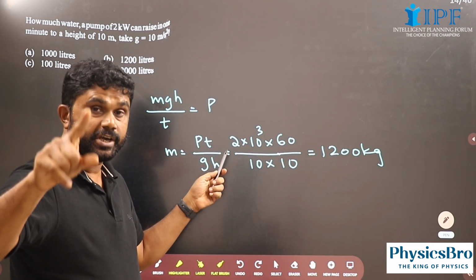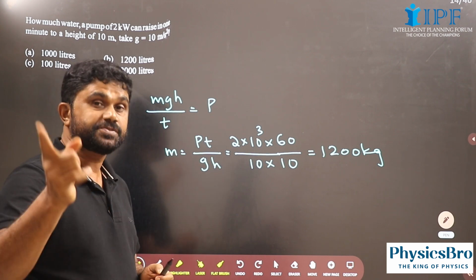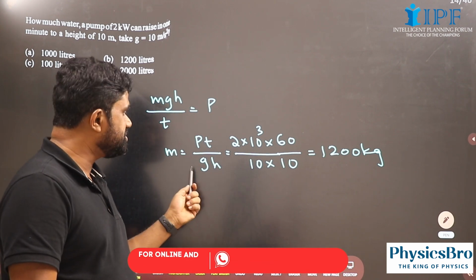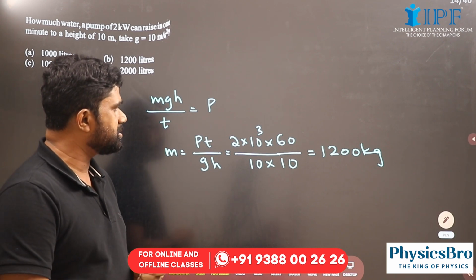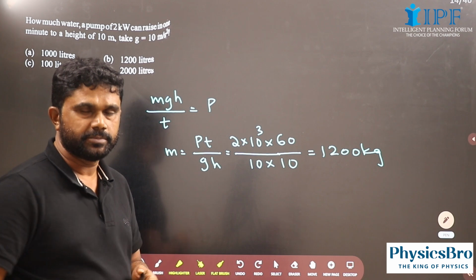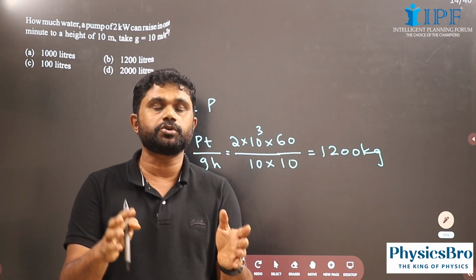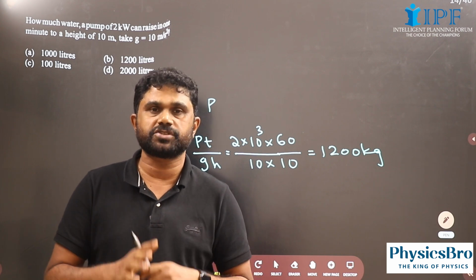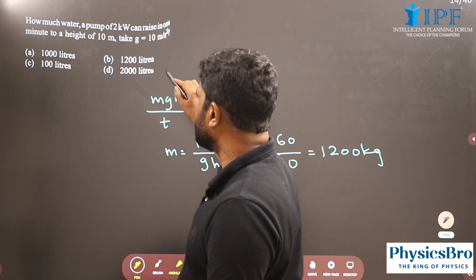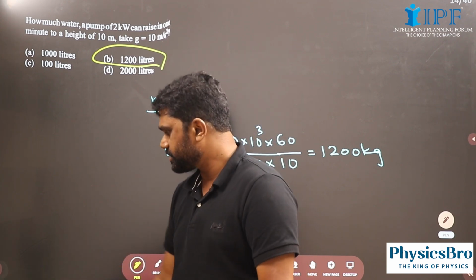Power is given as 2 kilowatts, means 2000, 2 into 10 raised to 3. Time is 1 minute, 60 seconds. g is 10 and height is 10. So here we will get 1200 kilogram. See, in case of water, 1 kilogram of water is equal to 1 liter of water. So 1200 kilogram means 1200 liters. Now next question, let's try.